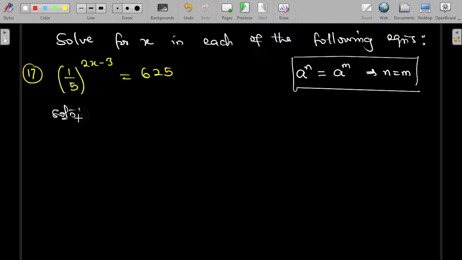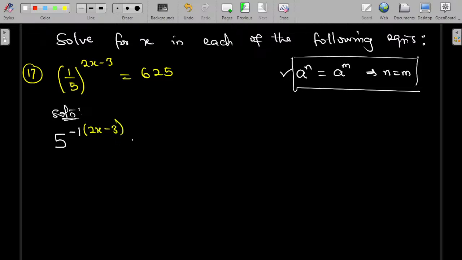For number 17, what do we do here? First of all, what we have here is 1 over 5, and on the right hand side we have 625. The question is, is it possible to write 1 over 5 and 625 in the same base so that I can apply this rule? And the answer is yes. What is 1 over 5? In base 5 it is the same thing as 5 to the power of minus 1. Remember one of the rules: when there is already an existing power and you bring in another power, both powers multiply. So minus 1 is going to multiply 2x minus 3.